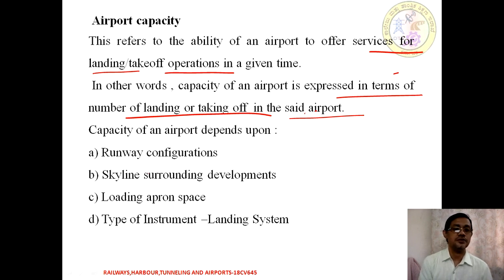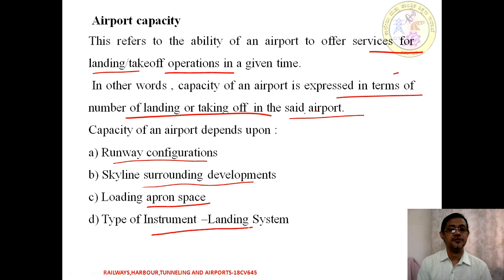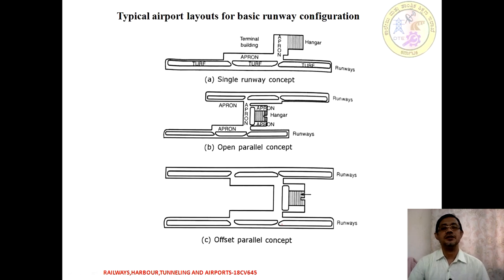In turn, it depends upon the runway and its configuration, skyline and surrounding development, landing apron space and the type of instrument landing system being operated at the particular airport. So these are some of the types of an airport, the basic runway length and configurations and other elements.